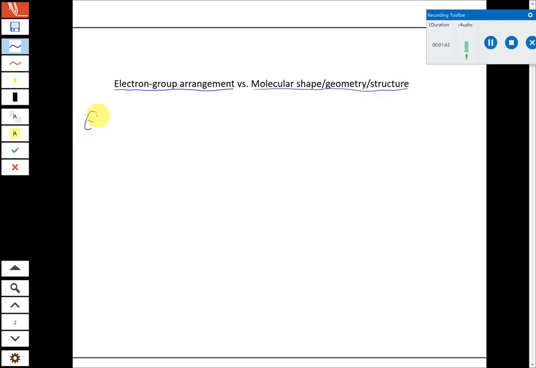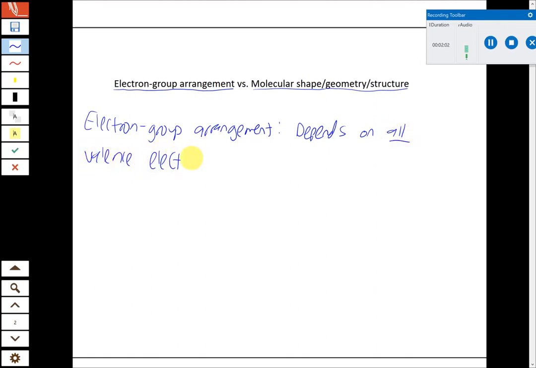So electron group arrangement is the one that's going to depend on all of the valence electrons that are around the central atom, which includes the bonding and the non-bonding. And it's determined by the total number of electron groups. So when you have a Lewis structure and you identify your central atom, the electron groups are going to be either an atom that's bonded to that central atom or a lone pair on the central atom.